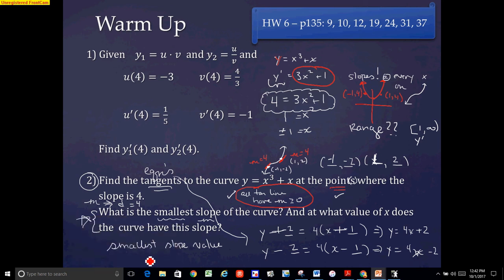is 1 when x is 0. This is the lowest value on the derivative graph, and it's when x is equal to 0. This is y prime. Label my x's. When x is 0, y prime is 1. But what graph are they talking about? This one. Alright, let's go on.